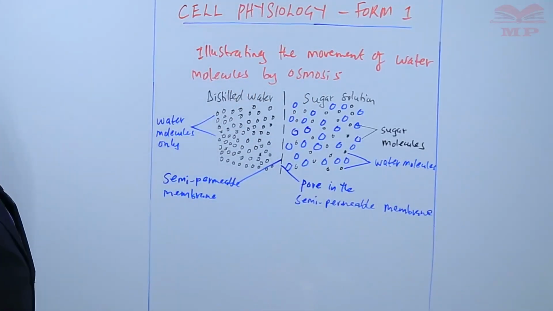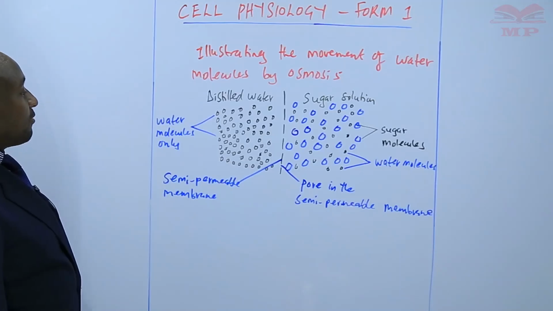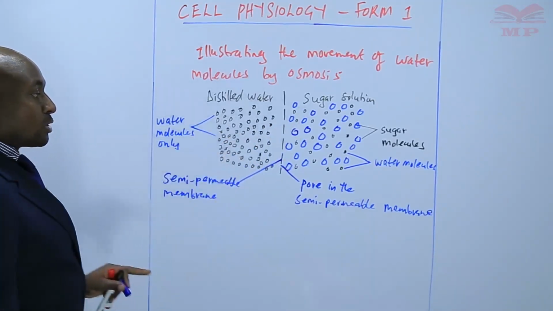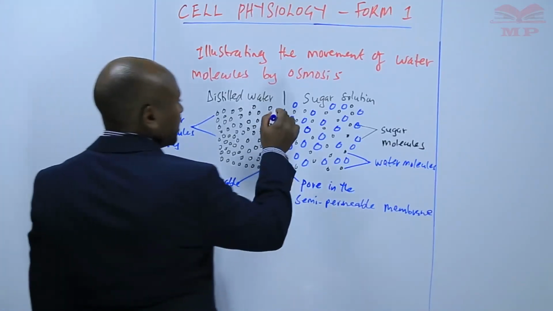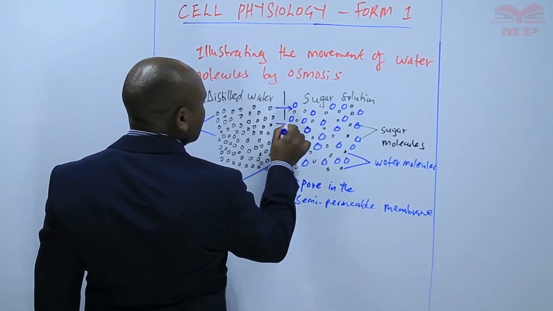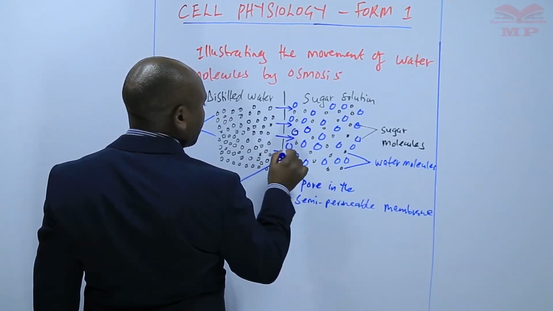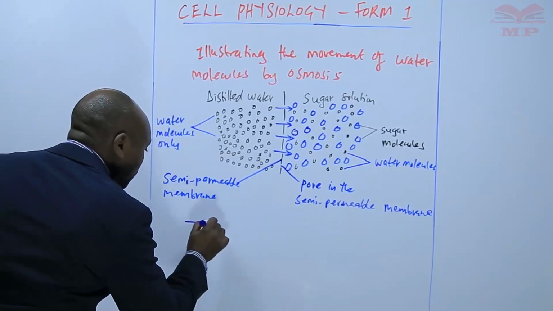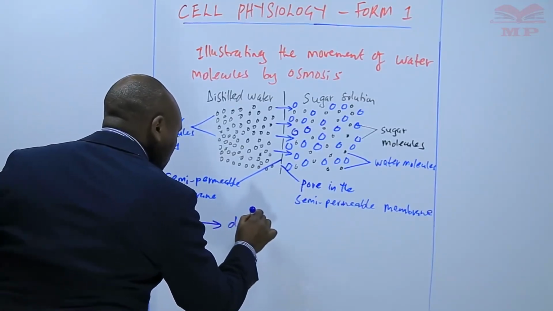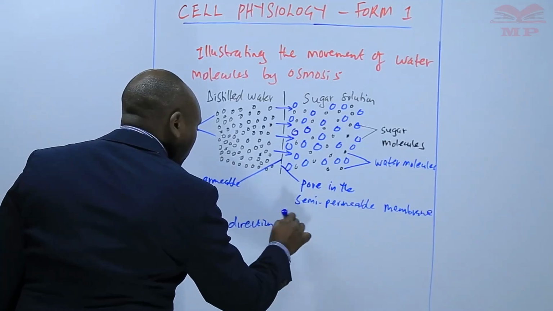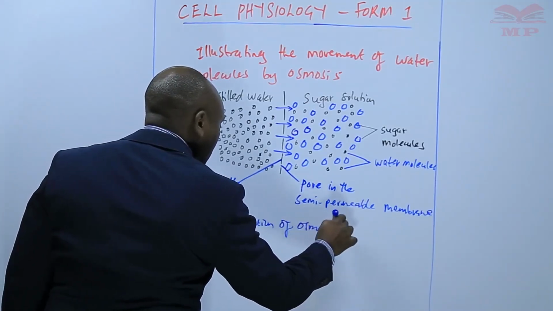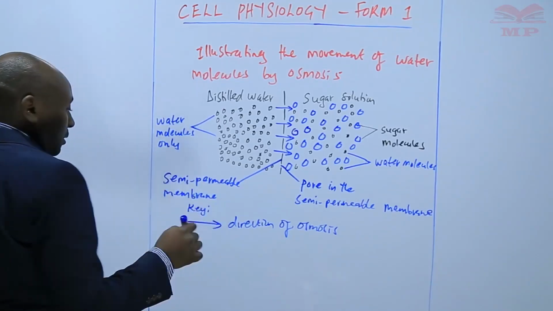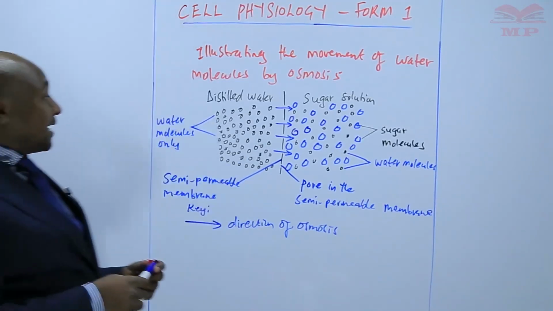So in this case, we are saying that osmosis will take place from where the water molecules are in high concentration to where the water molecules are in low concentration. So the direction of osmosis is like that. So the arrow shows the direction of osmosis. So that's the key.